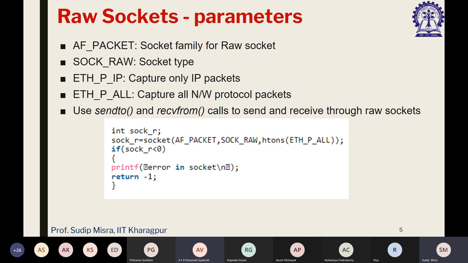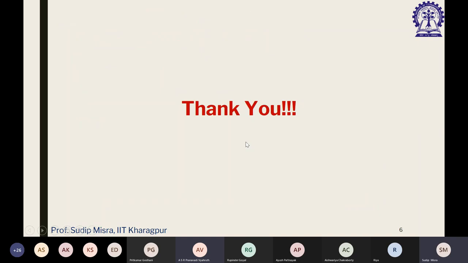So this is the sock_r descriptor. If sock_r is less than 0, then you print that there is an error in the socket, right? Obviously it has to be greater than or equal to 0. A negative value is not allowed; a negative value means there was some kind of error while creating this socket. Okay, so that's all.